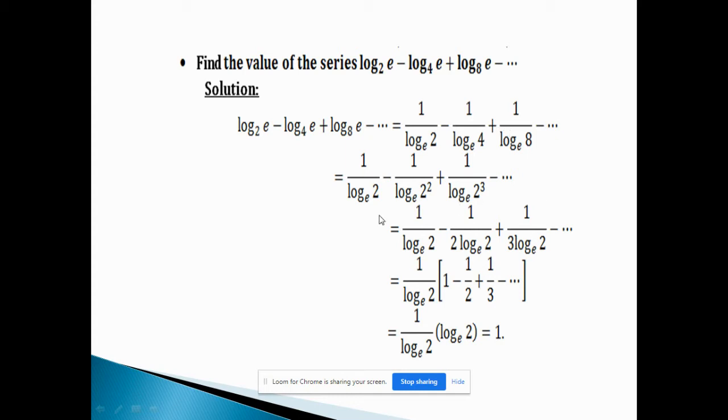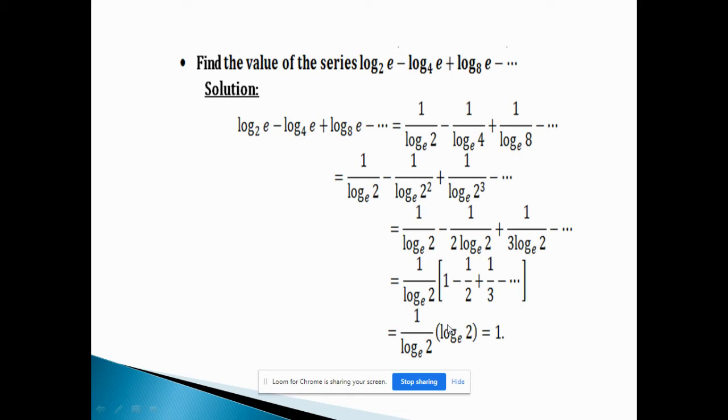So now again rewrite as 1 by log 2. Now apply the power rule, we get 1 by log 2 minus 1 by 2 log 2 and so on. Now log 2 is common, so we can take it outside. So what is the remaining? 1 minus 1 by 2 plus 1 by 3. So we know that the sum of the series is log 2.